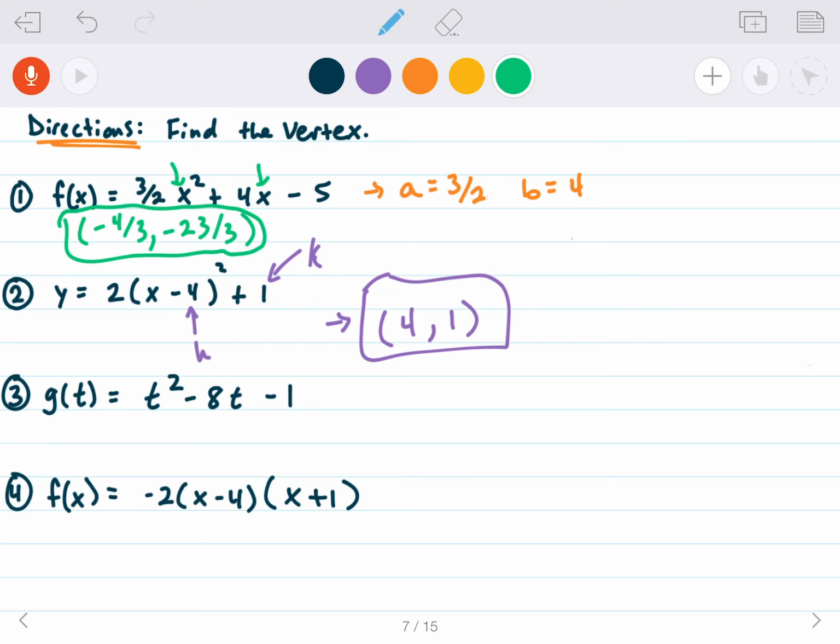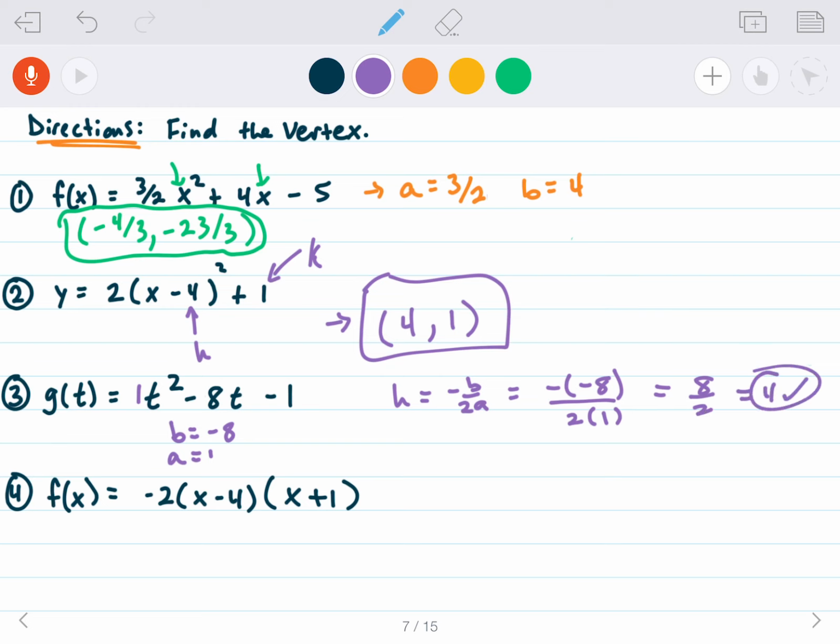All right, for the next one, we do have to do work. This isn't in vertex form. This is in standard form, ax squared plus bx plus c. So, for h, we have negative b over 2a. Well, here, b is equal to negative 8, and a is equal to 1, because it's in front of t squared. So if we plug this into our formula, we get negative 8 over 2 times 1. That gives us a positive 8 over 2, which gives us 4. So h is equal to 4.